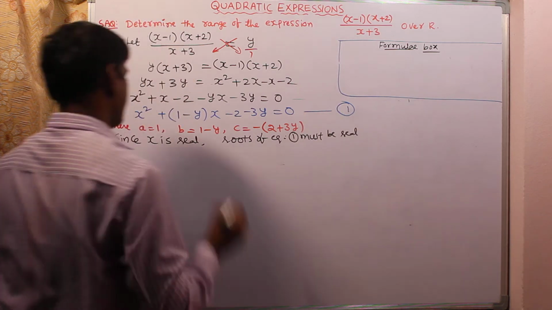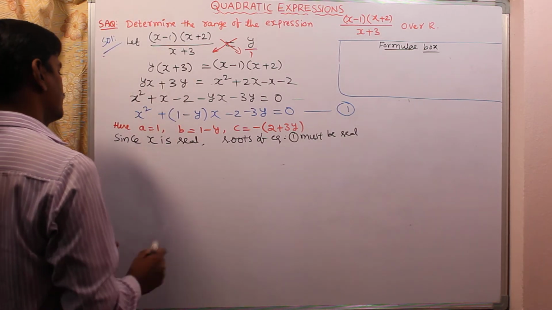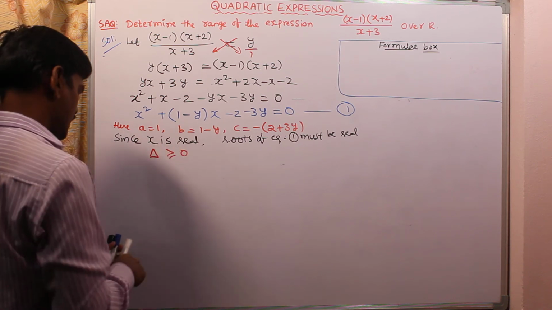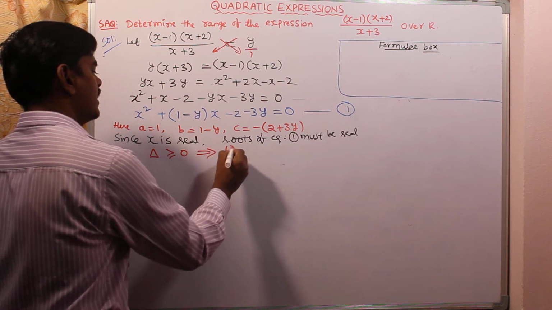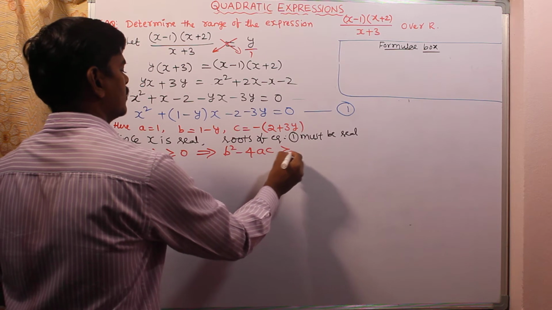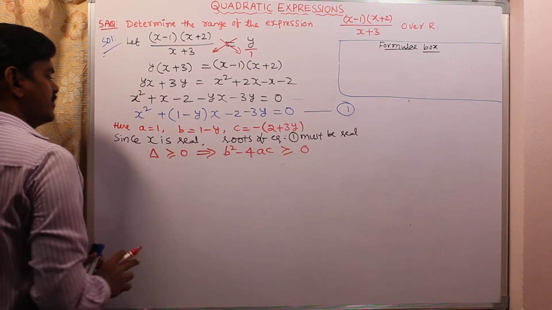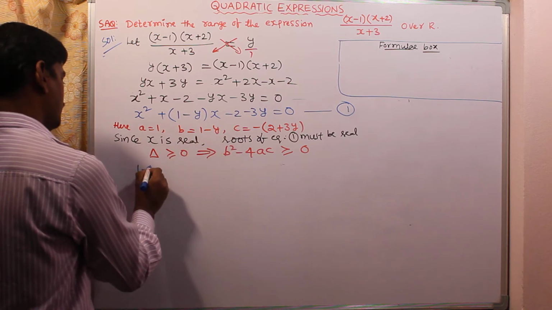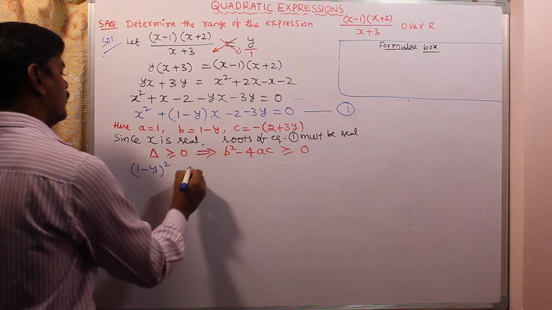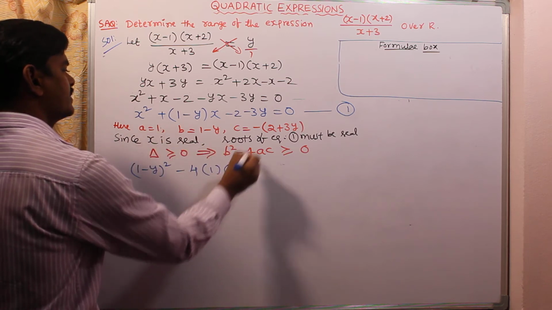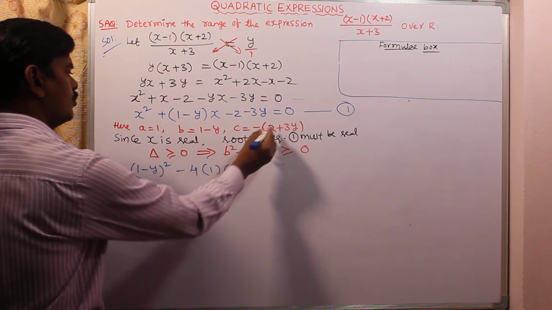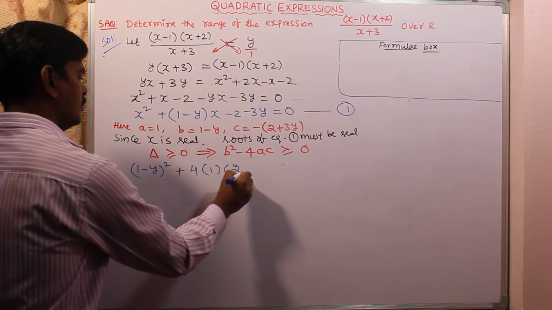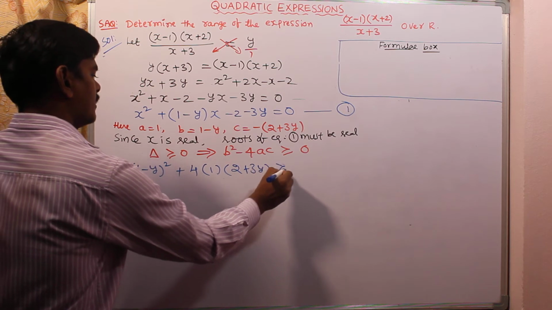Now let us recall the real roots condition. You know what the real roots condition is: delta greater than or equal to 0, discriminant greater than or equal to 0. What is delta? b squared minus 4ac greater than or equal to 0. Substitute the a, b, c values. On substituting the b value 1 minus y, b squared becomes (1 minus y) whole squared, minus 4 into the a value 1, into c, minus of (2 plus 3y). Minus into minus becomes plus, so (2 plus 3y) is greater than or equal to 0.